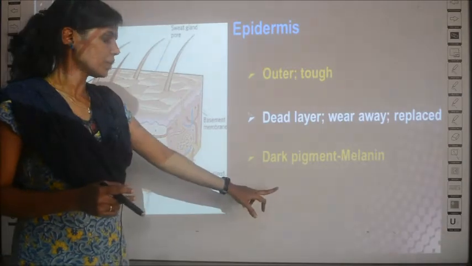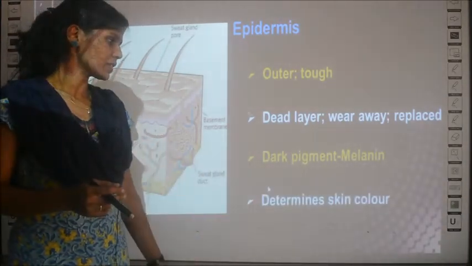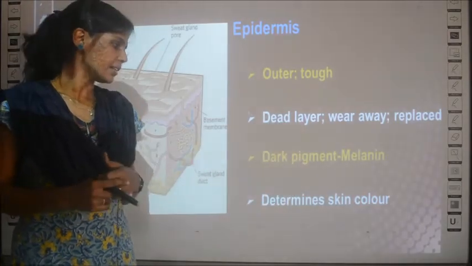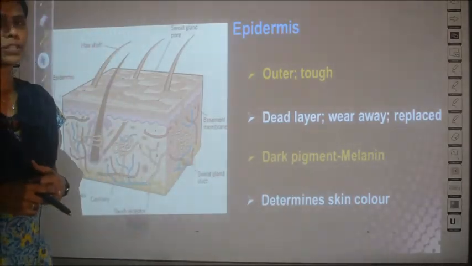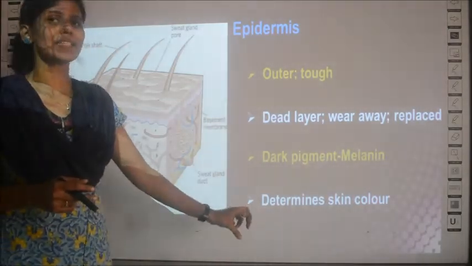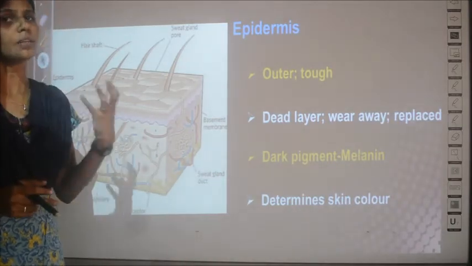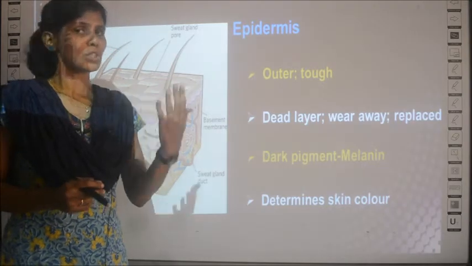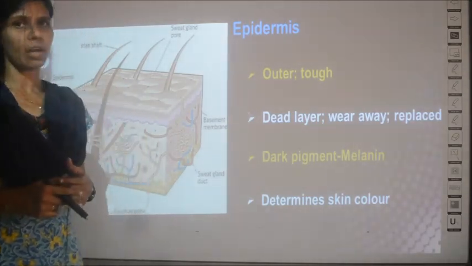Okay, so the one which gives pigmentation to humans is the pigment called melanin. This word you have to keep in mind. So melanin is the one which determines the skin color based on the concentration of melanin a person has. Based on that, the color of the person will vary.